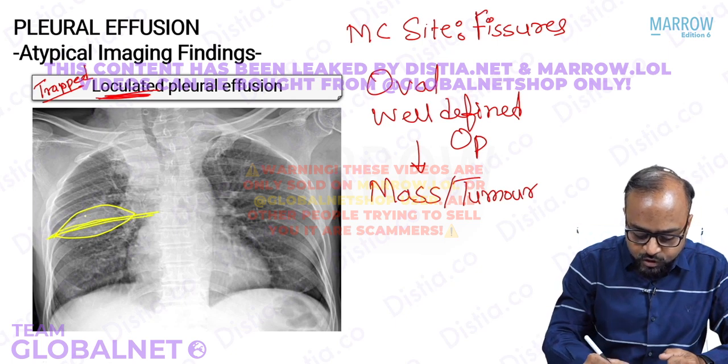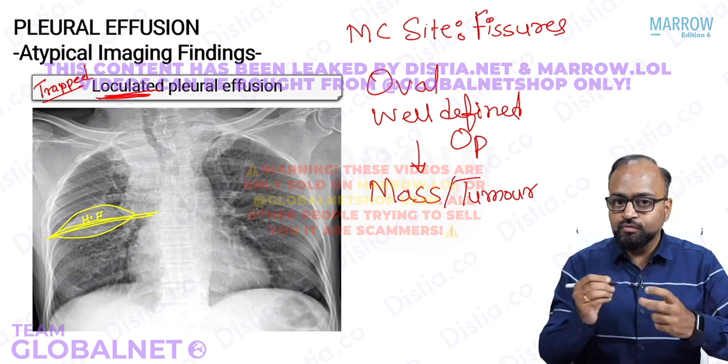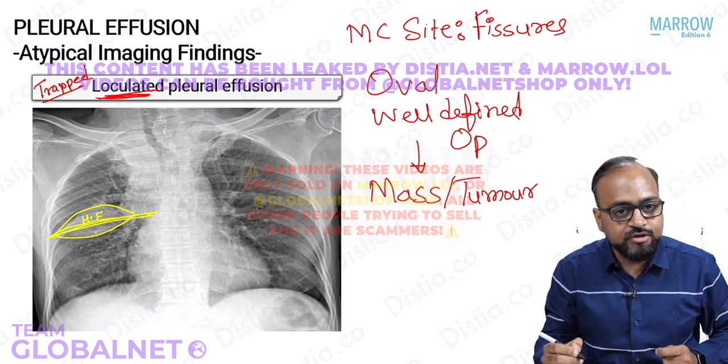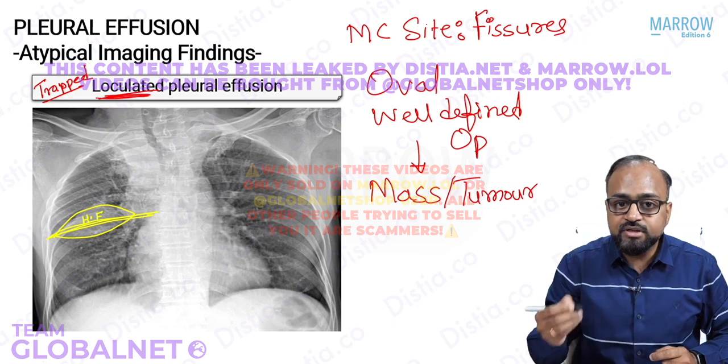The long axis is along what? It is along the horizontal fissure. So it is oval in shape, long axis along the horizontal fissure. So what happens when the patient is treated?